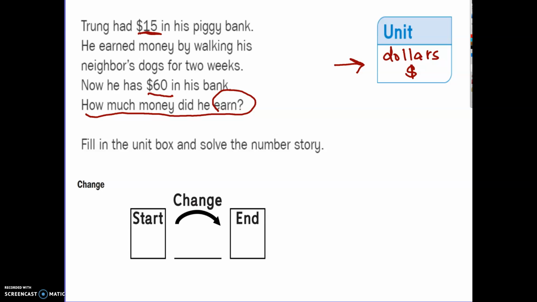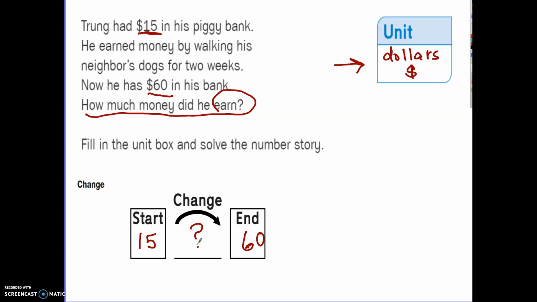I chose the diagram that would work best for this problem because I know what I'm starting with. I'm starting with 15. I know what I'm ending with. I'm ending with 60. But we don't know the change. We don't know how it changed. We know he earned it, so it has to be addition, but we don't know by how much. So we're going to put a question mark in there because we don't know the answer to that. That's what we need to find out.